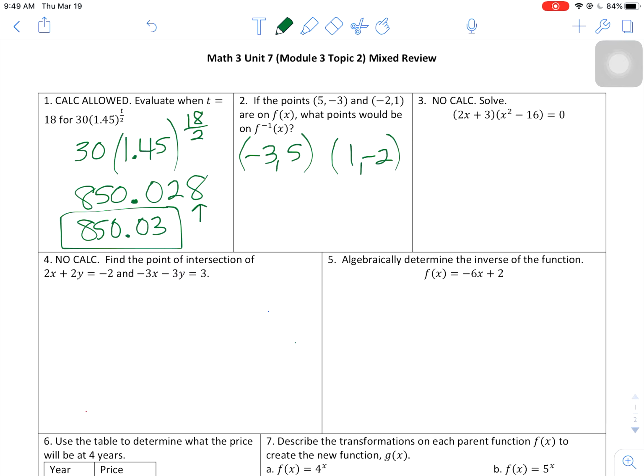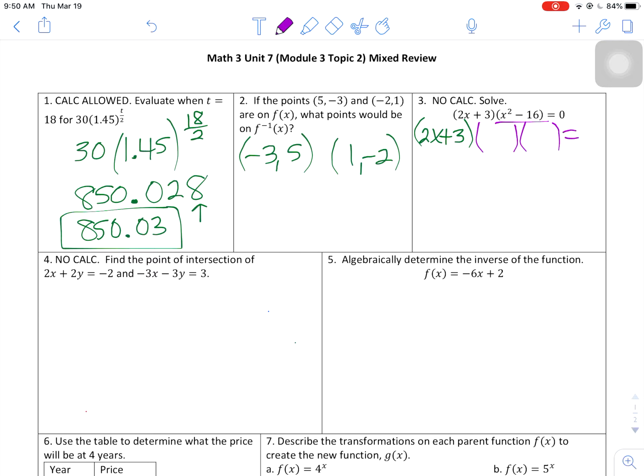On number 3, everything's already on one side equal to 0. So we want to set each factor equal to 0 and solve for x. That first factor, 2x plus 3, is already factored as much as it can be factored. But that second factor, x squared minus 16, is a difference of 2 squares. So we can actually factor that a little bit more.